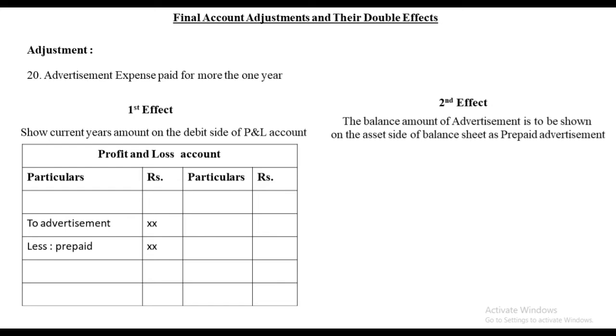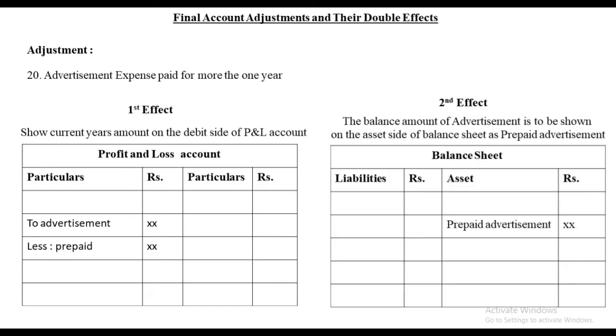So first effect, it will get deducted. From advertisement you'll minus your prepaid, and whatever is remaining is nothing but your current year's amount. And second effect, whatever was remaining, whatever was prepaid, that comes on the asset side of the balance sheet. That's adjustment number 20.